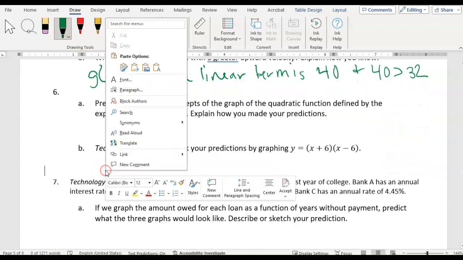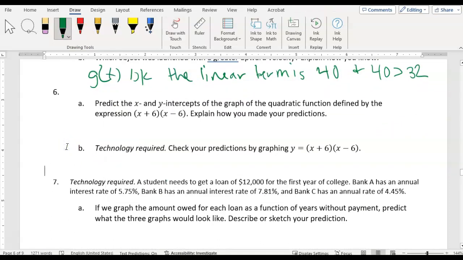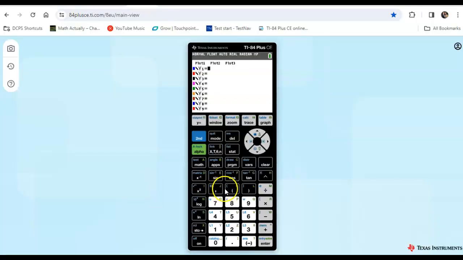Number 6, predict the x and y intercepts of the graph of a quadratic function defined by this expression, and explain how you made your predictions. So we would say x equals negative 6 and x equals 6, because negative 6 plus 6 equals 0, and 6 minus 6 equals 0. So then it says check your predictions by graphing the equation. Well, let's go ahead and do that. All right, so we have x minus 6 times x plus 6, and we're going to graph.